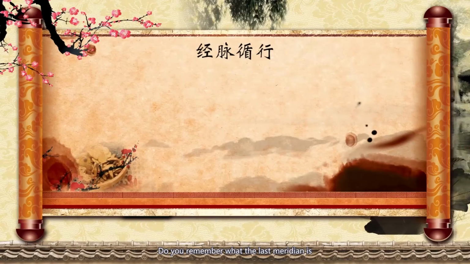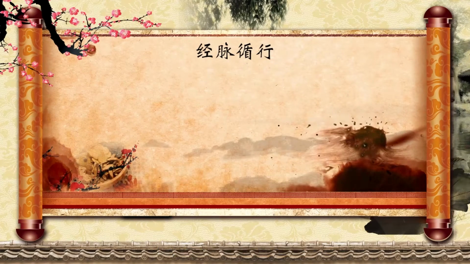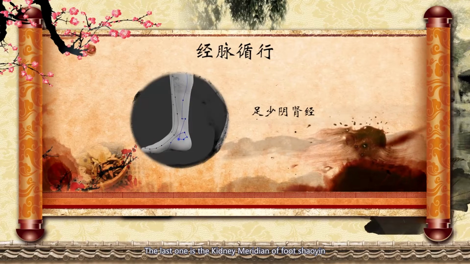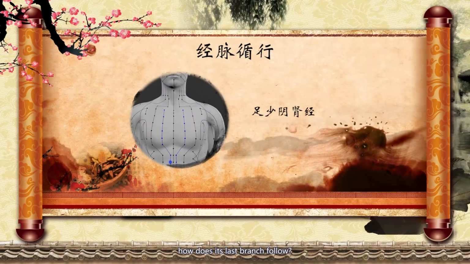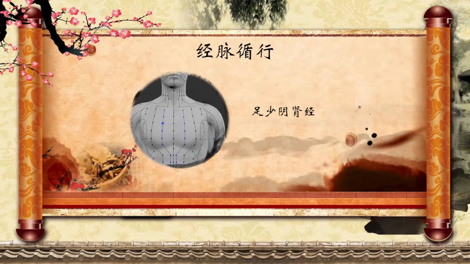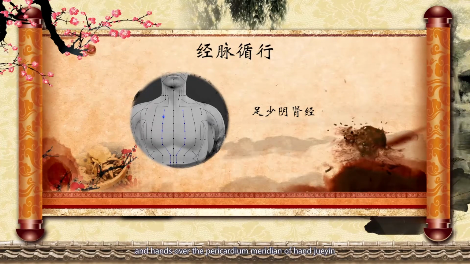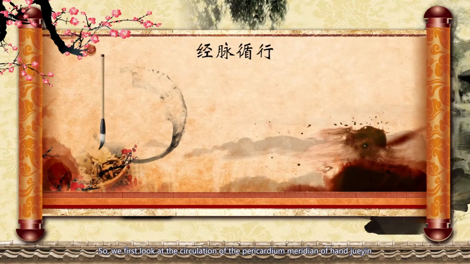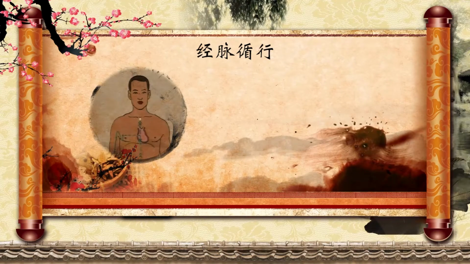Do you remember what the last meridian is? The last one is the kidney meridian of Jueyin. How does its last branch follow? It separates in the lung, connecting with the heart, dispersing in the chest, and hands over to the pericardial meridian of hand Jueyin. So we first look at the circulation of the pericardial meridian of hand Jueyin.